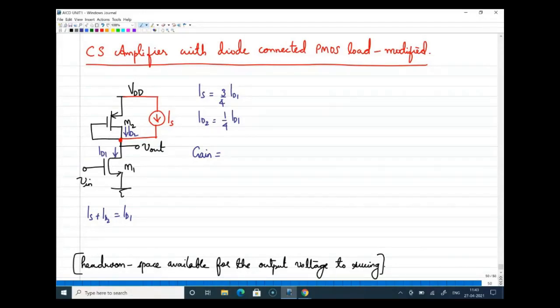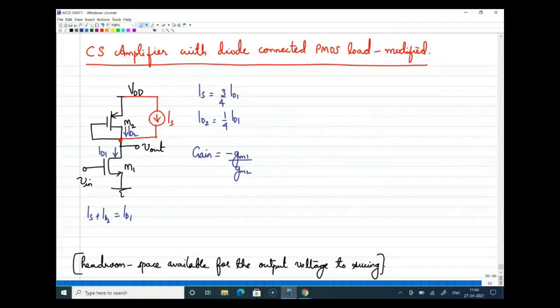Sir, it's minus GM1 into 1 by GM2 parallel RO1 parallel RO2. Yes, that is true. If I am neglecting RO1 and RO2, I can directly write it as minus GM1 into 1 by GM2, or I can say it is minus GM1 by GM2. Thank you, Adarsh, for that.